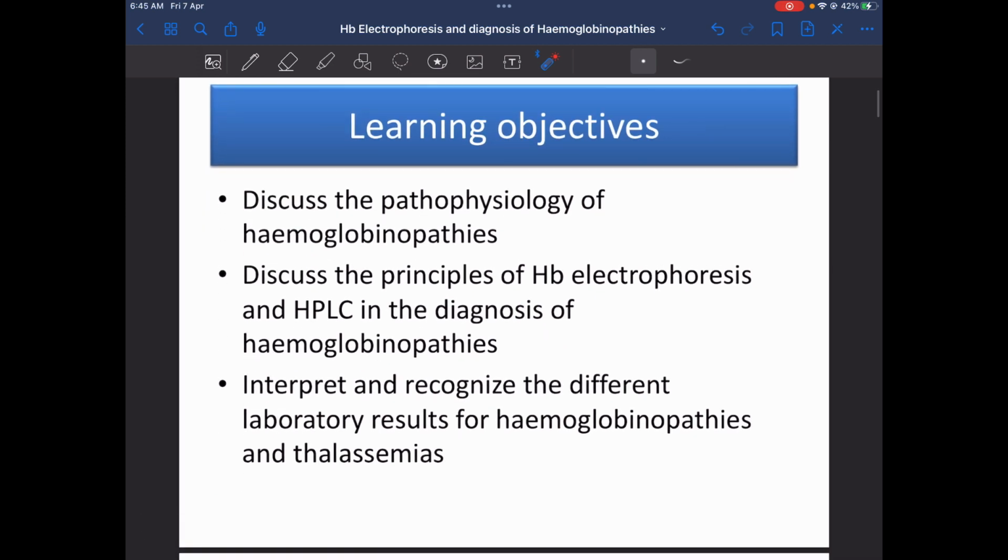Okay, so we'll be talking about the pathophysiology of hemoglobinopathies. First of all, we'll discuss the principles of hemoglobin electrophoresis and HPLC. That basically stands for high performance liquid chromatography, and how these different laboratory tests are used to diagnose said hemoglobinopathies. We will then be interpreting and recognizing the different types of laboratory results for these hemoglobinopathies, basically interpreting the results from these tests.